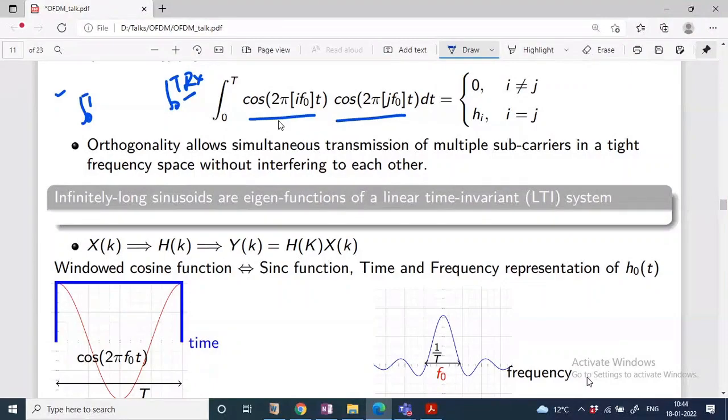And why are we considering orthogonality? Because in the same time duration we can transmit multiple signals. With the help of orthogonality, we can decode each signal. So that question is also clear.